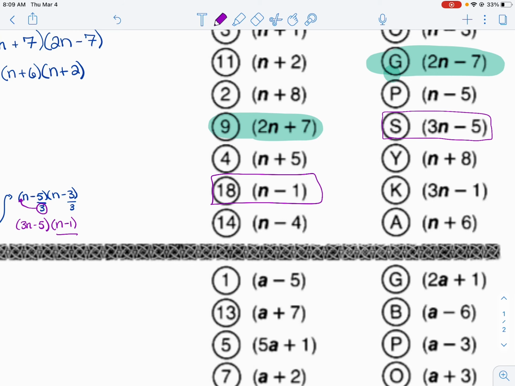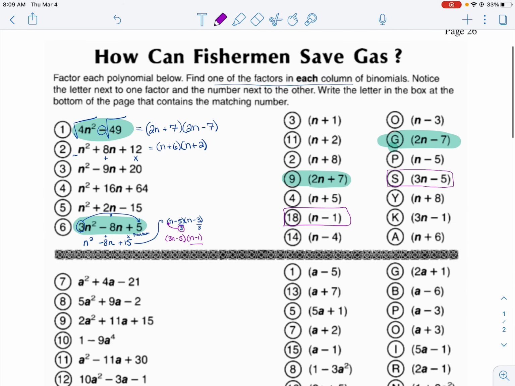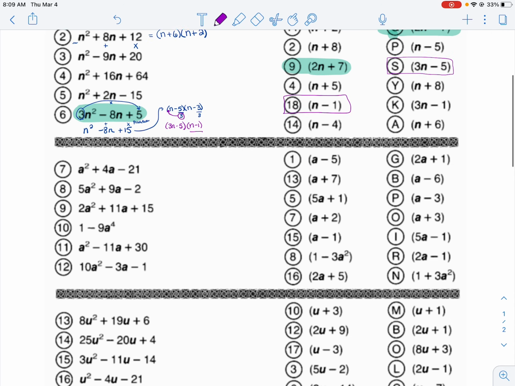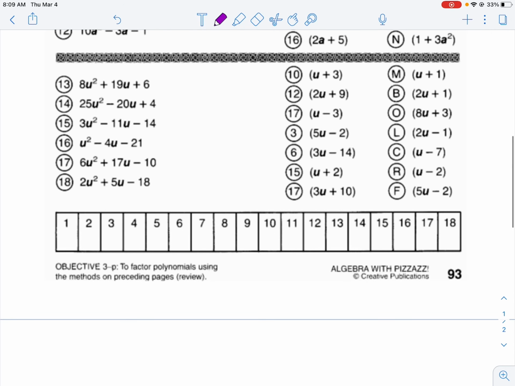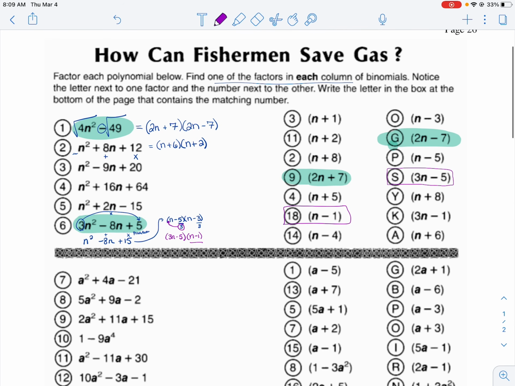All right? So see if you can factor the rest of these, and when you're done, you should find the answer to how can fishermen save gas? And yes, you actually have to do out all the math. You can't just guess the answer or look it up. All right? Good luck.